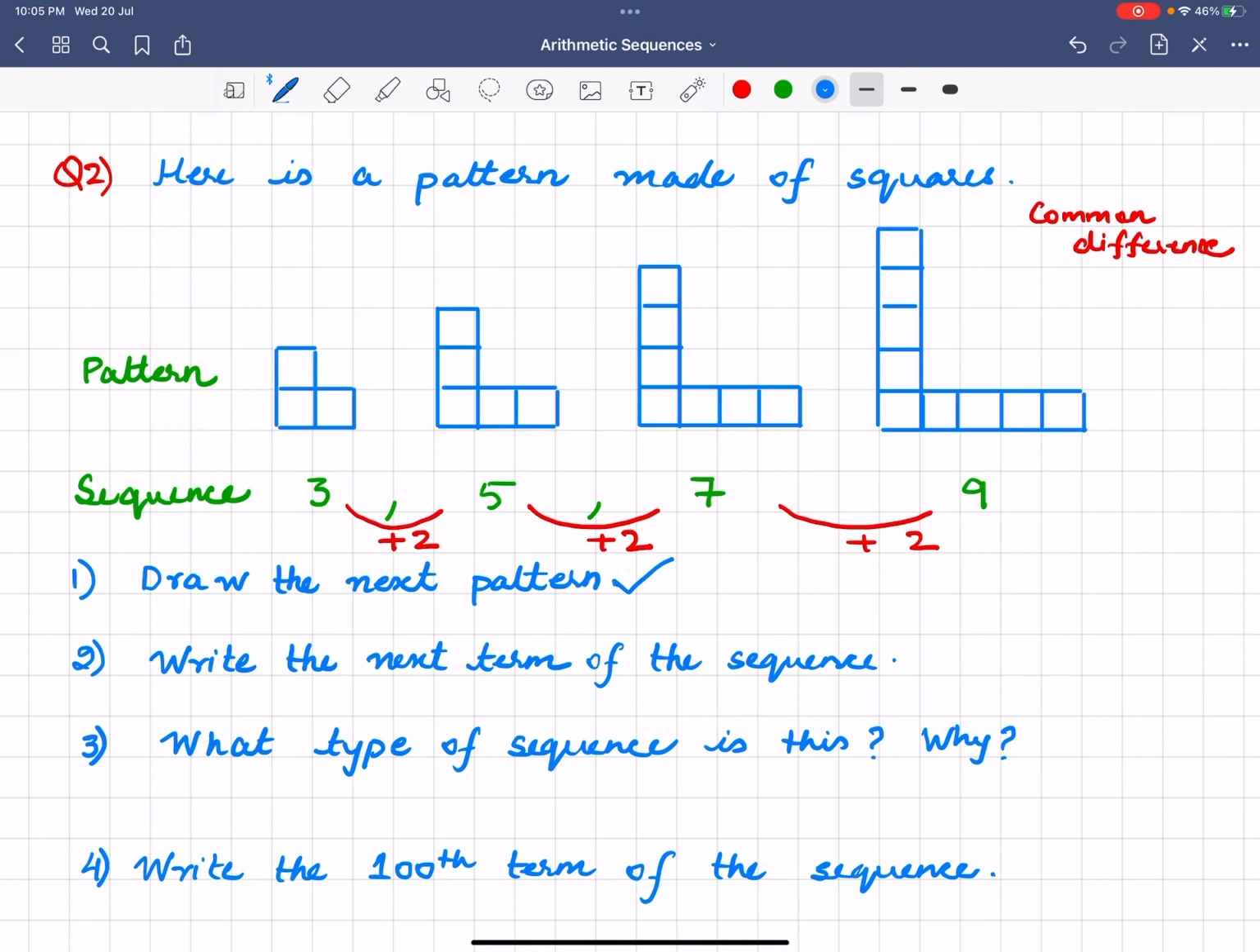Write the next term of the sequence. We have already answered the next term of the sequence is adding 2 to 7, which is 9. So we write the answer as 9. And what type of sequence is this? This is an arithmetic sequence.